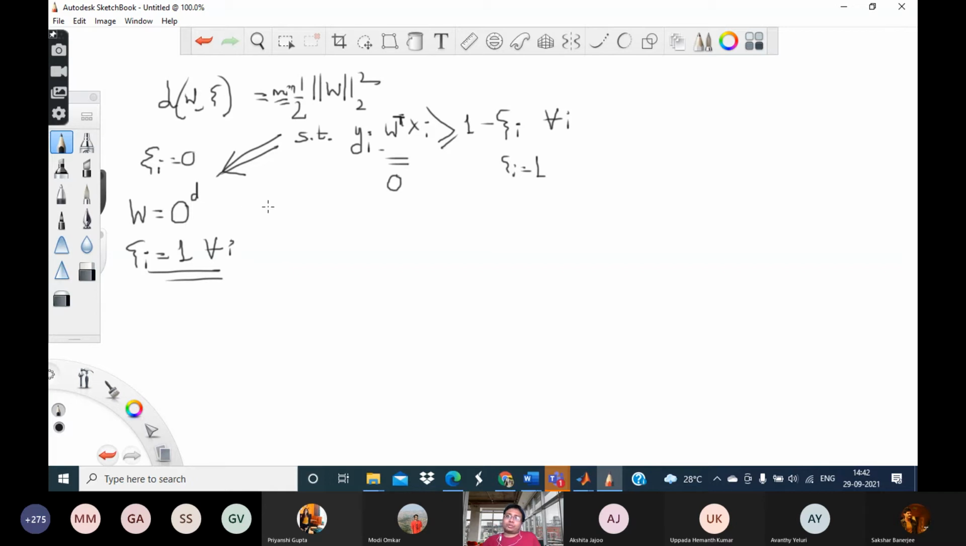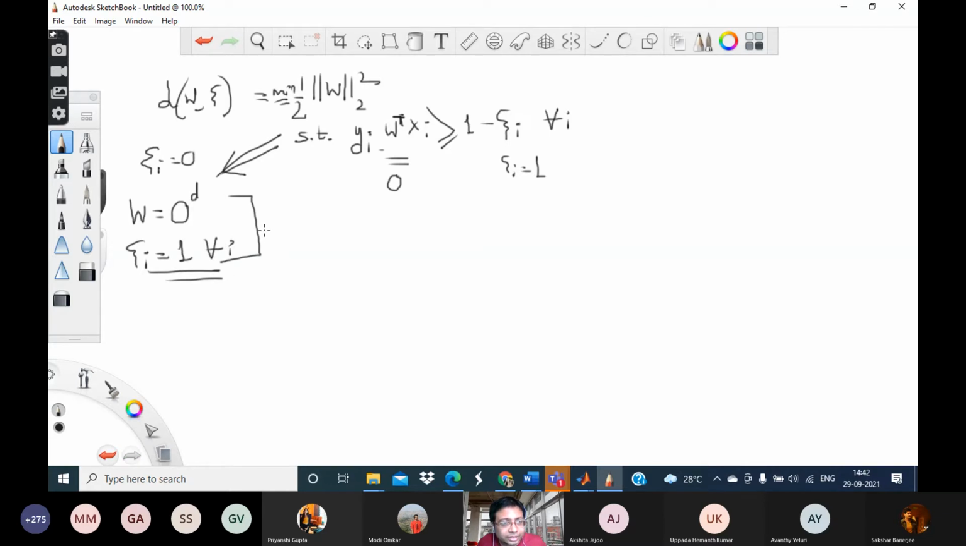That means most of the data points may have been misclassified. I have got this value of w, just the zero vector. All the points or most of the points are misclassified, but I have solved any issues that might arise in the computations here by just setting xi equal to 1. Okay, so clearly this is not what I want.